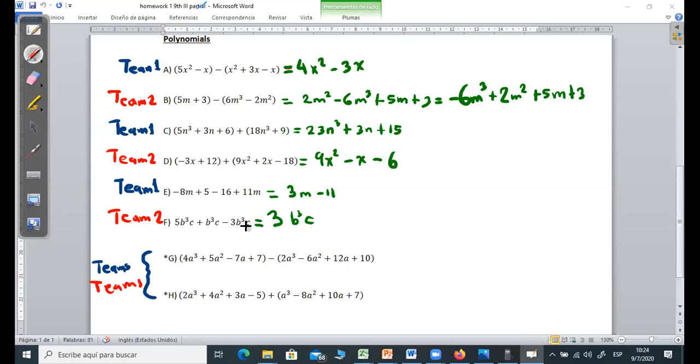Because they are all like terms. So then you have 5 plus 1, which is 6. 6b to the third power c minus 3. Mister, it's 3, right? Okay, I was expecting you to write the answer of those last ones, but I think it's time.